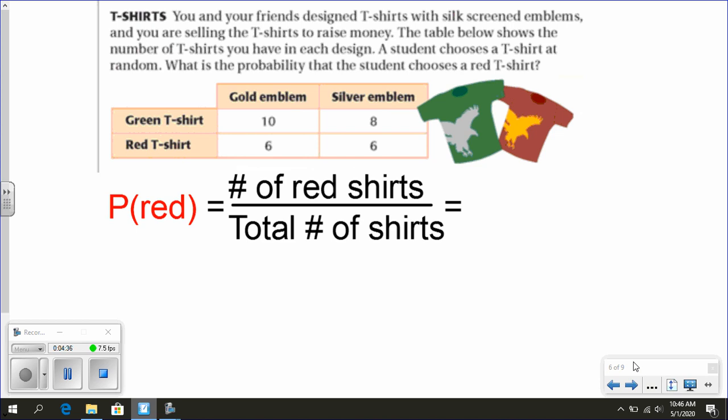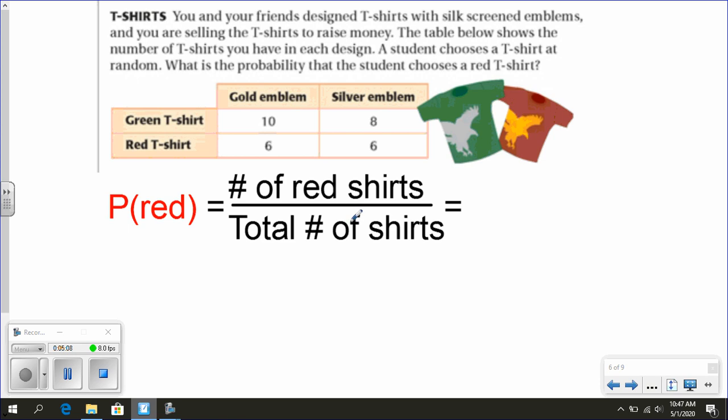So here's our first example, t-shirts. You and your friends design t-shirts with a silkscreen emblem, and you are selling the t-shirts to raise money. The table below shows the number of t-shirts you have in each design. A student chooses a t-shirt at random. What is the probability that a student chooses a red t-shirt? So to figure this out, the probability of grabbing a red t-shirt, we first need to figure out what is the total number of red t-shirts.